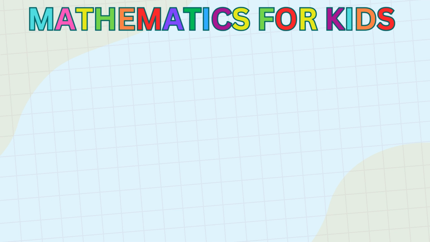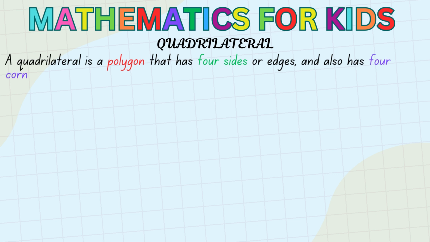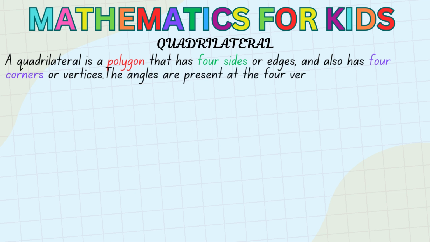In this video, we are going to talk about quadrilateral. What is a quadrilateral? A quadrilateral is a polygon that has 4 sides or edges, and it also has 4 corners or vertices, besides the 4 angles that are present at the 4 vertices or the corners of the quadrilateral. This word quadrilateral is derived from the Latin words quadri, which means 4, and latus, which means side. So, 4 sides.